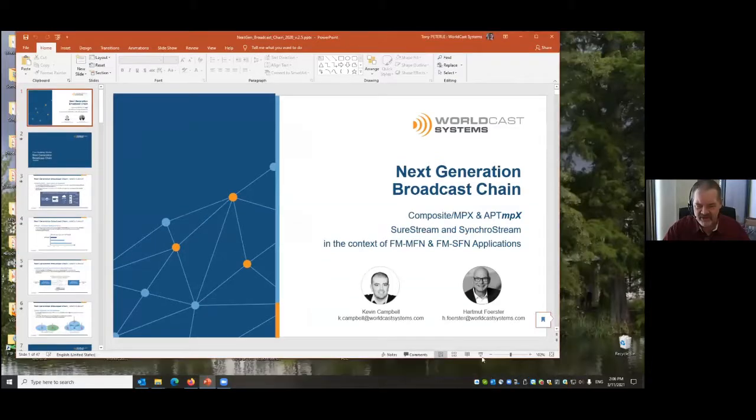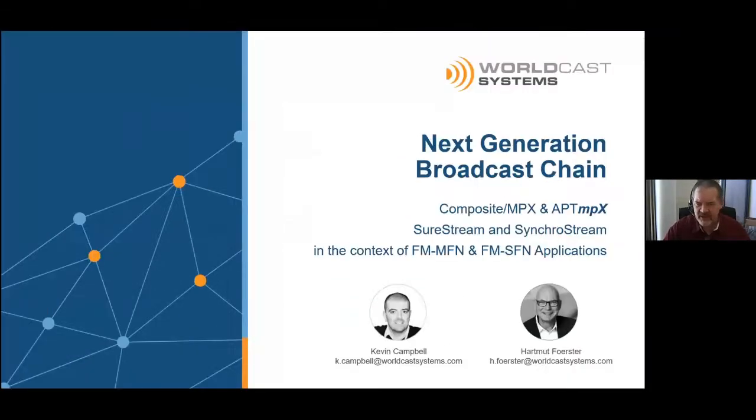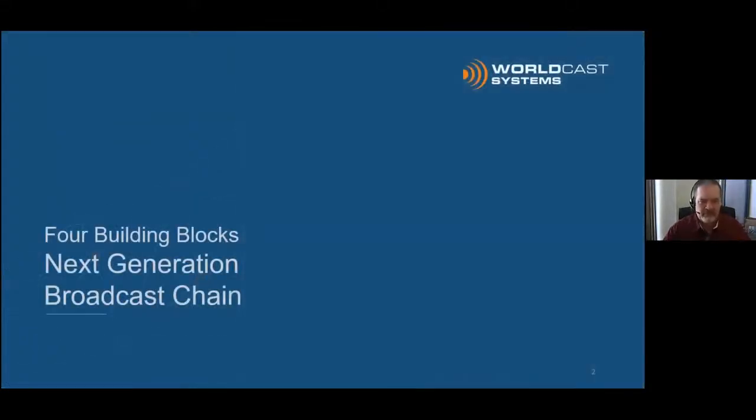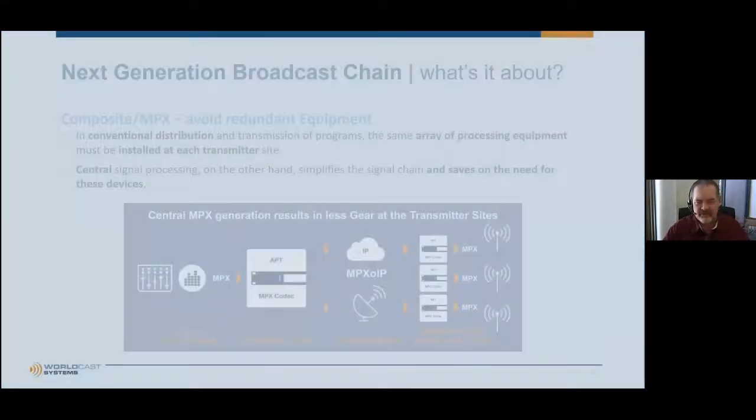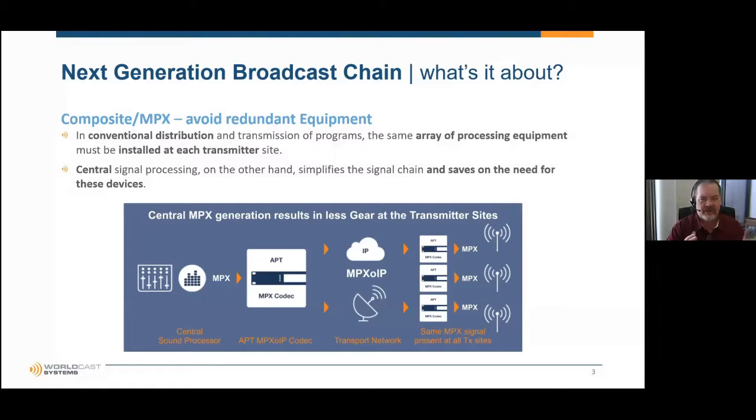This is something that was put together by my colleagues abroad, Hartman Forrester and Kevin Campbell, talking about the pieces that go into the next generation broadcast chain. There are several. So we're going to have a quick overview, and then we're going to hit each one in a little bit more detail. So there are 4 building blocks that we've identified as being part of the next generation broadcast chain. The first is being able to transmit a composite MPX signal.